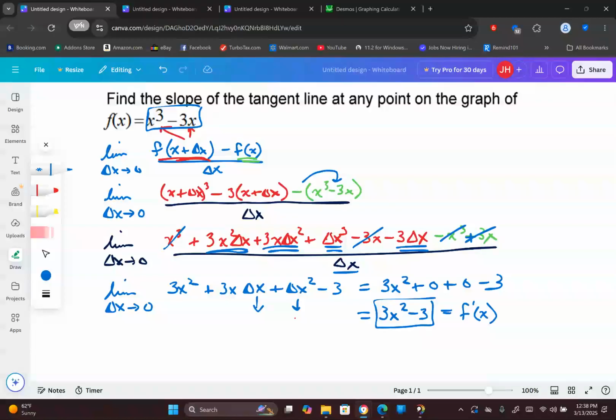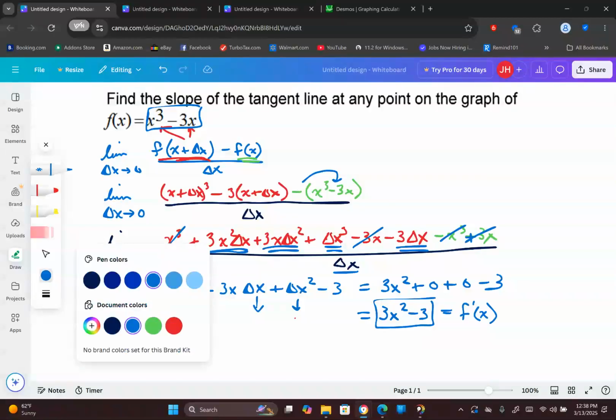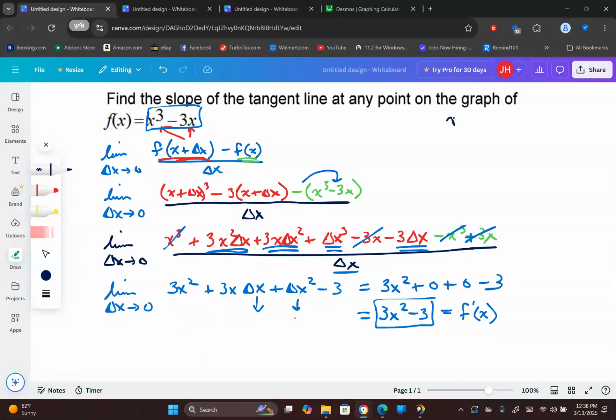Now, why is this important to me? If I give you an x value, let's say x equals 2, I want you to write the equation of the tangent line. What do I need for the equation of the tangent line? I need the y value, and I need a slope. The y value, just plug in 2. I would get 2 cubed minus 3 times 2. That would come out to be 2 as well. Now, to find the slope, what you use is the derivative.